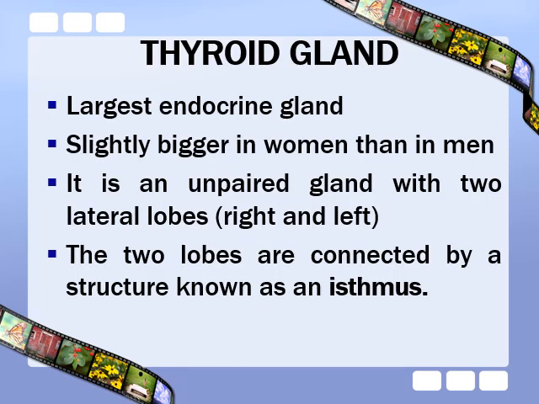So the thyroid gland is the largest endocrine gland, slightly bigger in women than in men. It is an unpaired gland with two lateral lobes, right and left, and the two lobes are connected by a structure known as the isthmus.